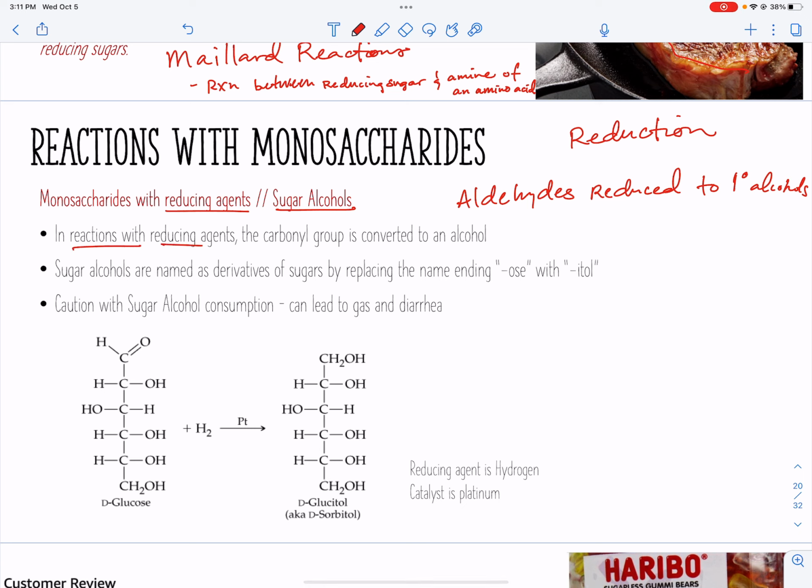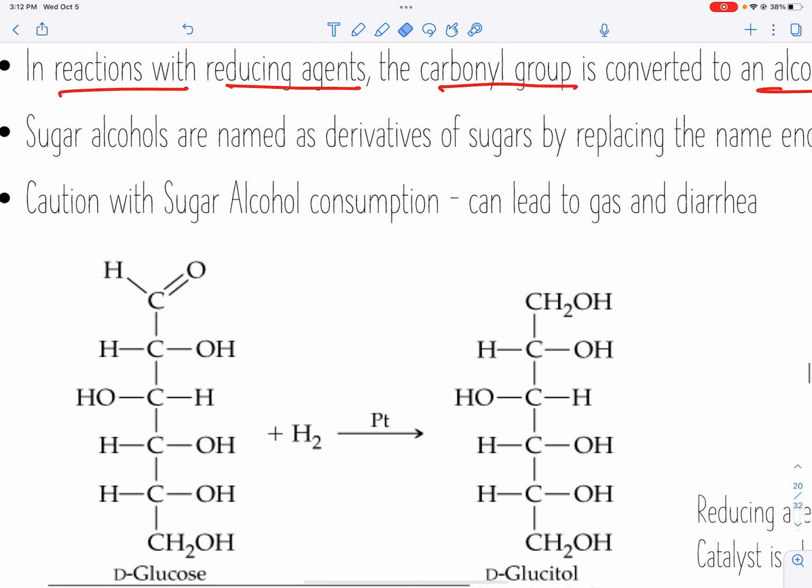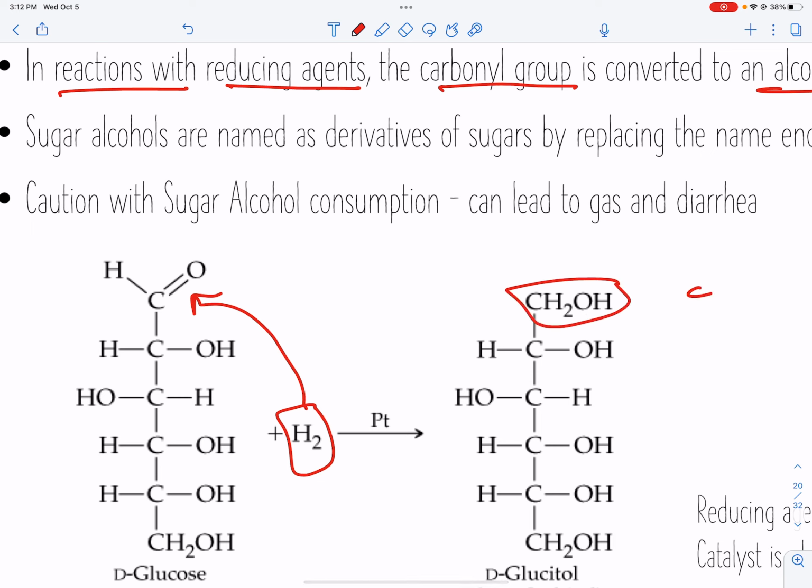So in reactions with reducing agents, the carbonyl group right here is converted to an alcohol. Essentially, a hydrogen is going to be added across this double bond. You can even think of it like hydrogenation, where you add hydrogen across a double bond. One hydrogen goes to the carbon, one to the oxygen. And so this group right here looks like this, with two hydrogens, and then it's connected to the rest of the molecule. So this is a primary alcohol.